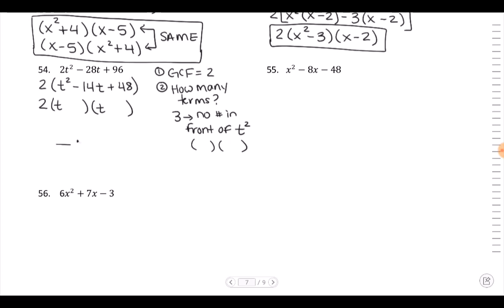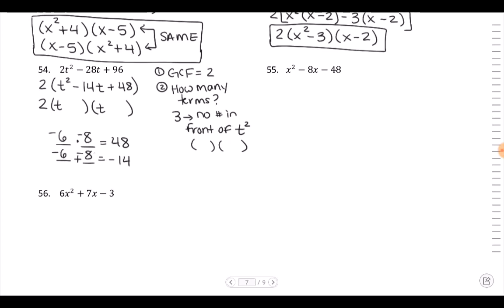So multiply to 48, but they add to negative 14, right? And that's what's going to go here and here. So start thinking about your numbers. Well, I know that 6 and 8 multiply to 48. But if I want them to add to negative 14, I need them to be negatives, right? So negative 6 and negative 8.